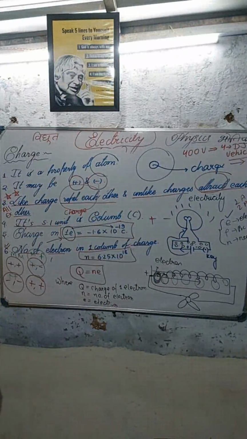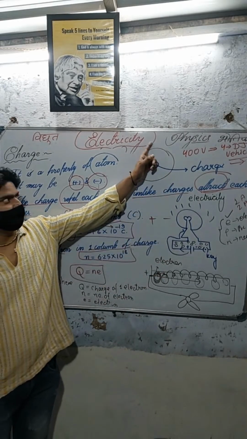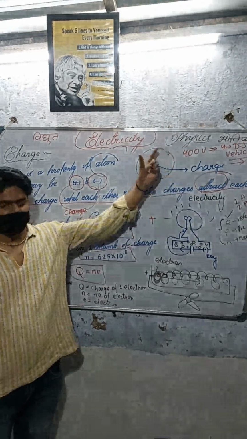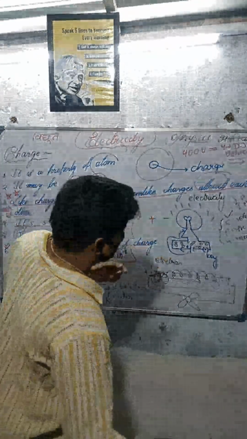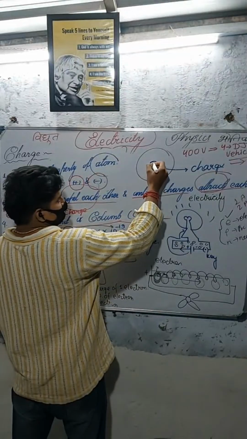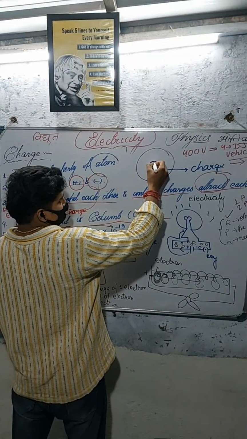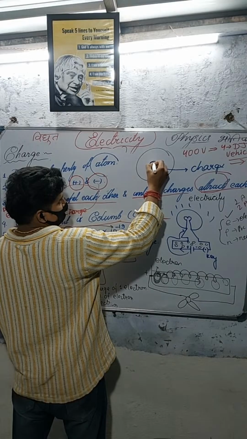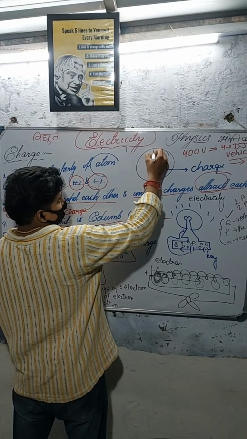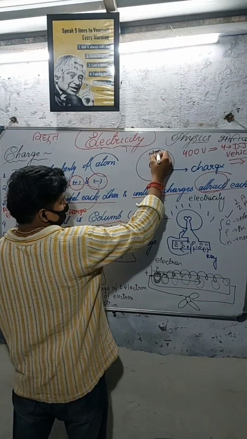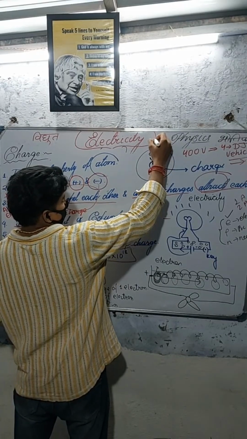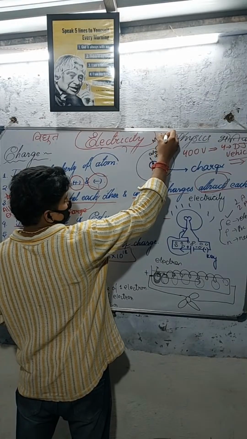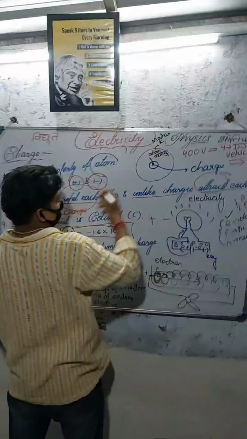This is an electron. This is a charge. And this is an atom. Atom means parmanu. Who discovered atoms? Maharshi Kanad, Indian scientist.